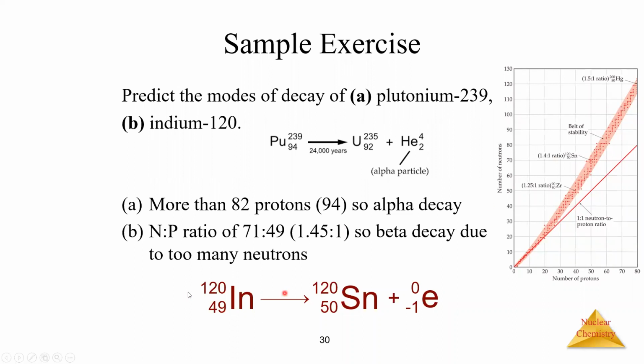So if this indium atom was to undergo a nuclear decay, it would likely be beta decay. So our product in that case, since we're going to be converting a neutron into a proton, 49 to 50, because we're emitting that beta particle, we'll see that the product is likely to be tin. And then remember the magic numbers, 50 is going to be one of those.